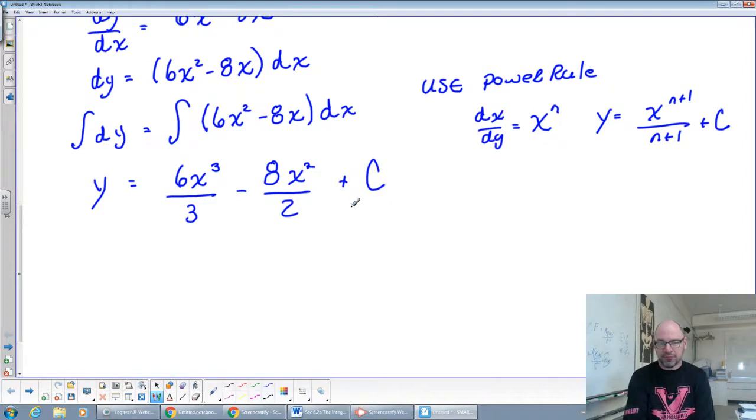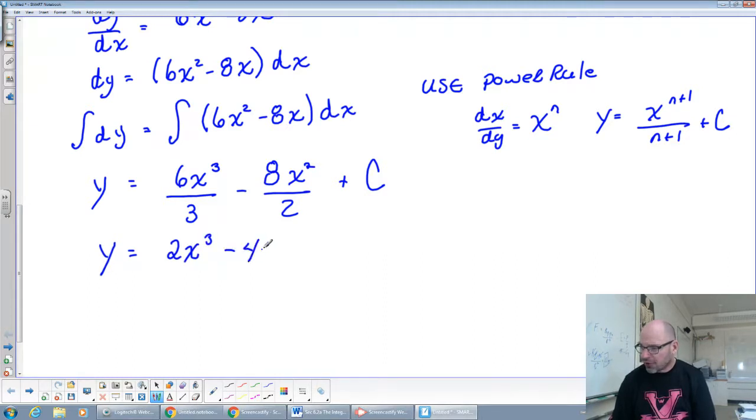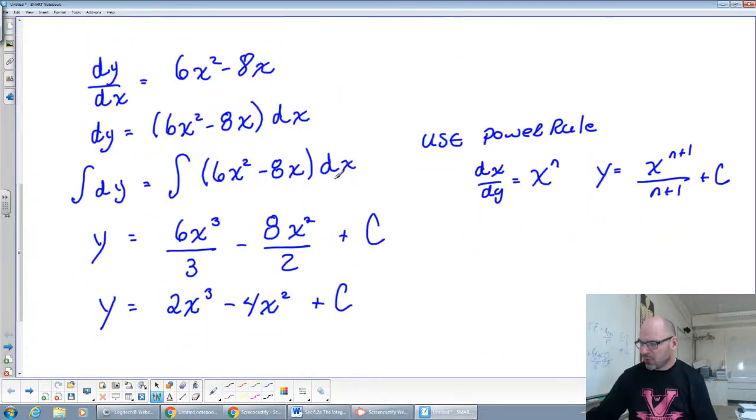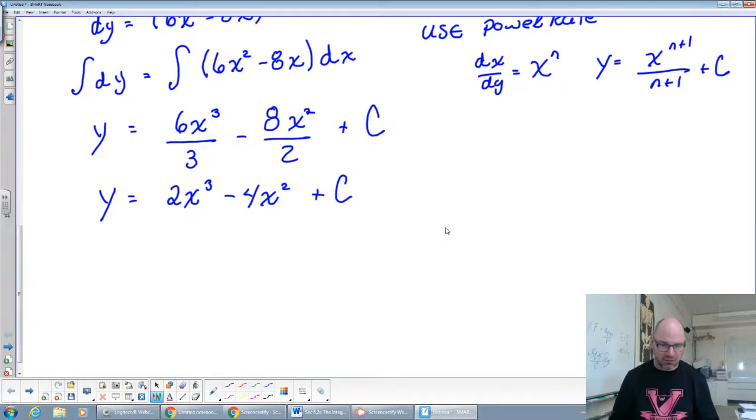Okay, so if we reduce this down, we get 2x cubed minus 4x squared plus our constant. Notice that it's not exactly what we had up here, right? Because we don't necessarily know what the constant is. So this is why we call this an indefinite integral. This type of integral is called an indefinite integral.